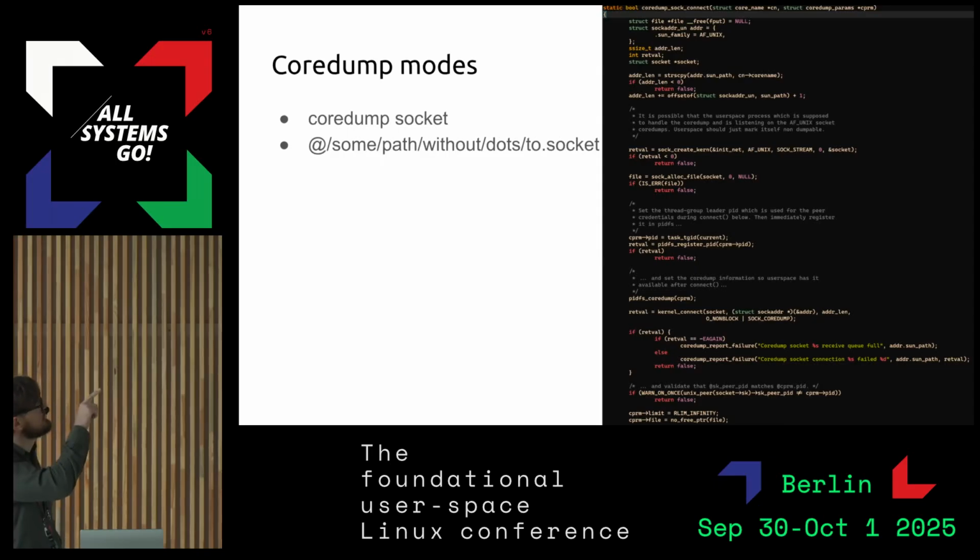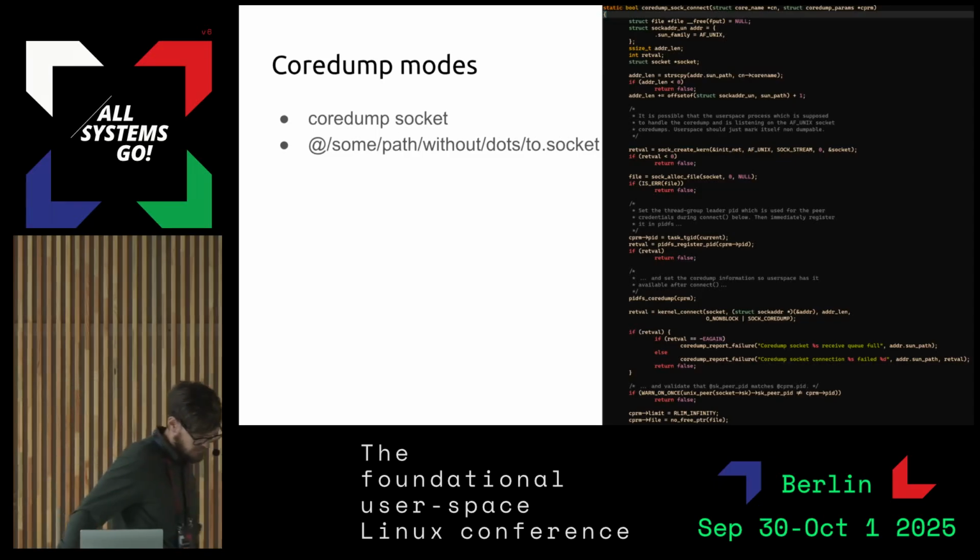So you can specify an absolute path. There are a couple of security requirements that we put on this, like you can't have any dots in there, and you can't have any symlinks in there. The kernel will refuse all of that. And it's pretty easy. The kernel just connects to the socket. Presumably, userspace has already started listening on this socket, and then the kernel will start to write out the memory contents into this socket.